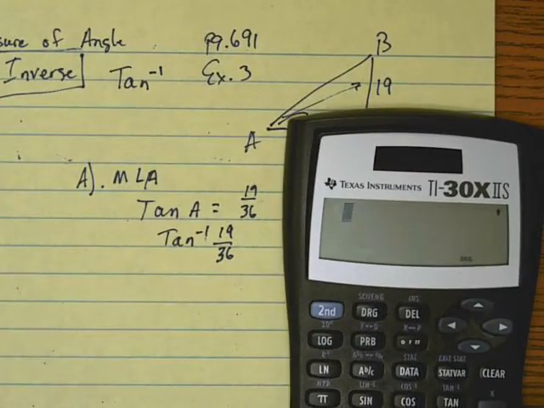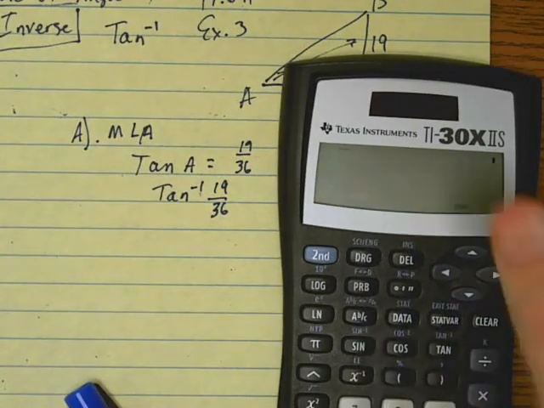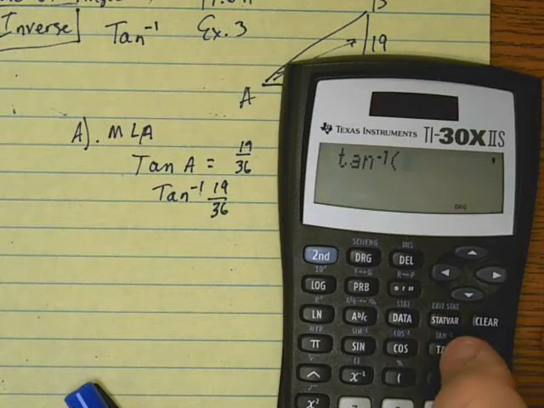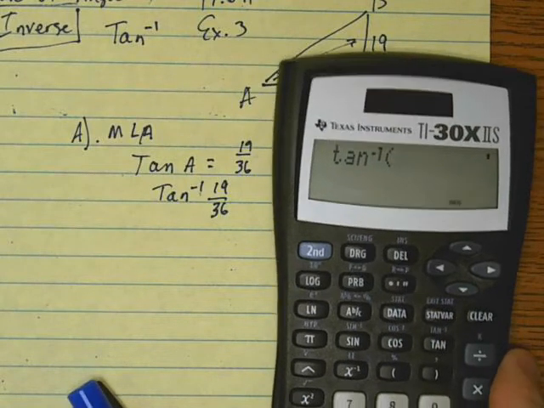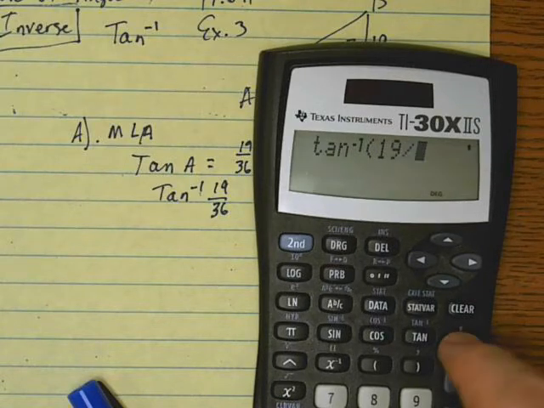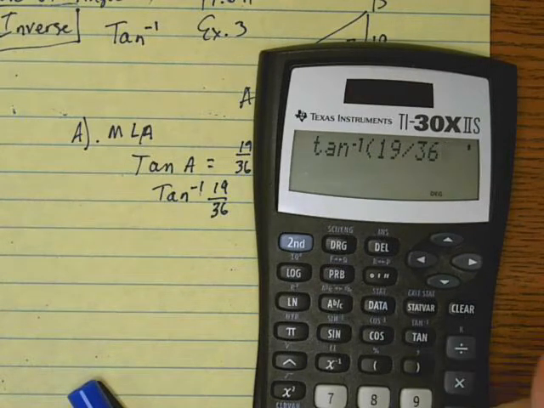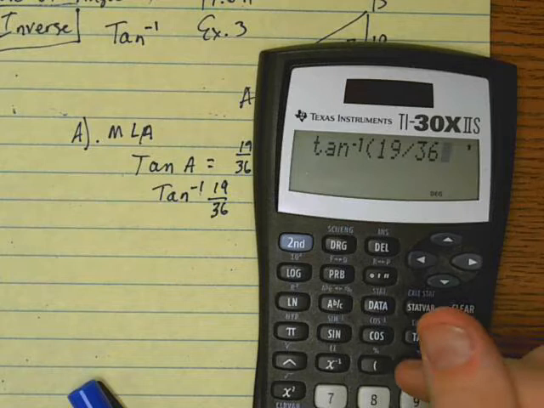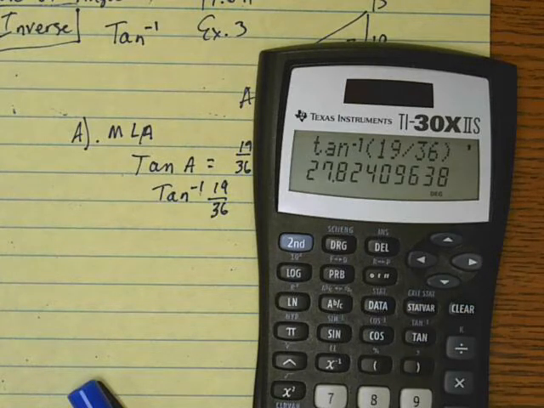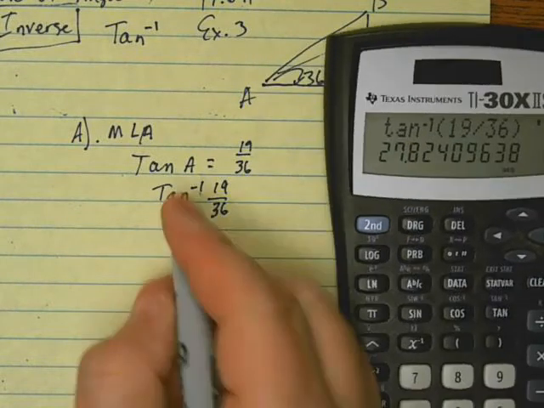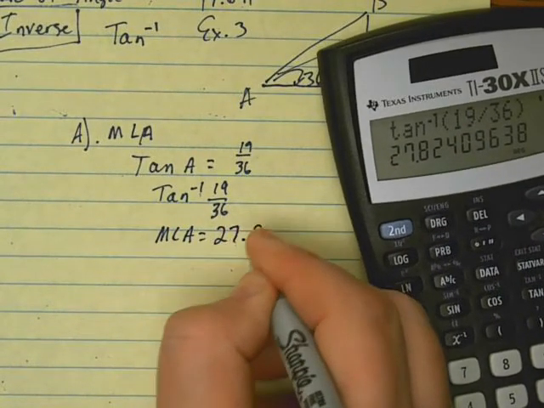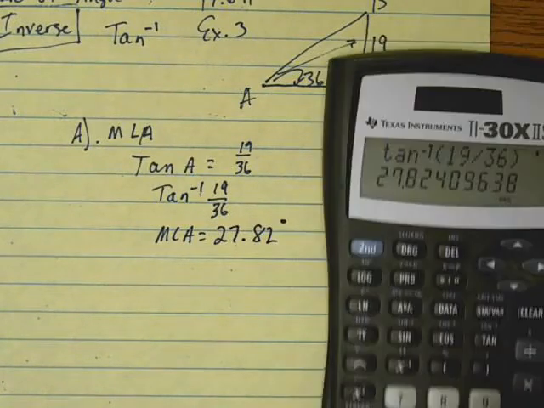So to use the calculator, and I'll do it on my phone too, if you can't figure it out. So second tangent, which is the inverse, of 19 divided by 36. Now you could use the fraction button if you wanted, but I like using the quotient button. Parenthesis, equals 27. Measure of angle A is 27.82 degrees.